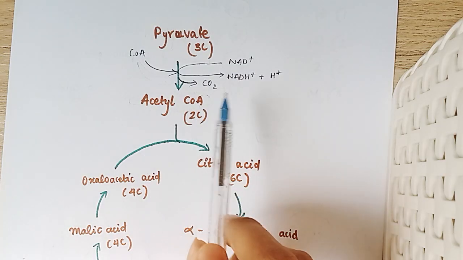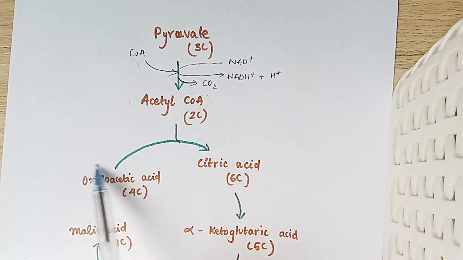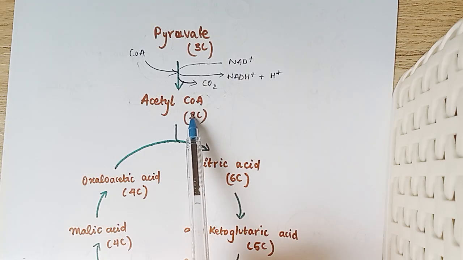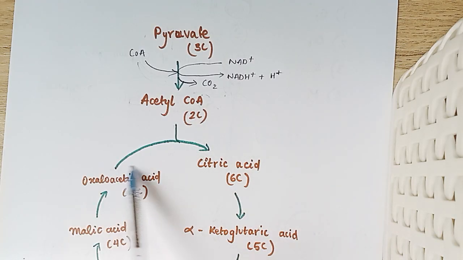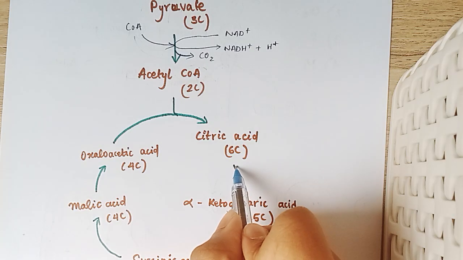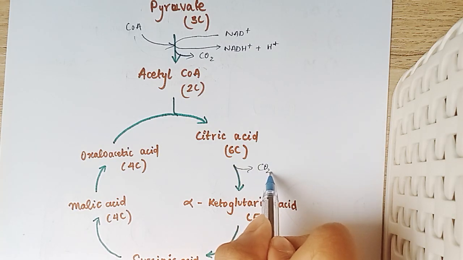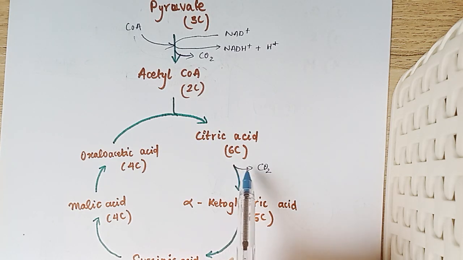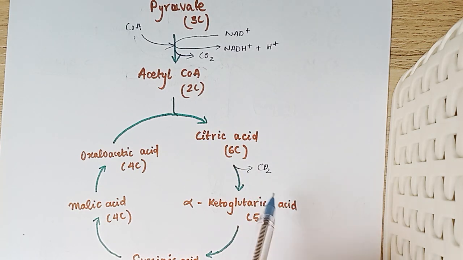This acetyl coenzyme A is combined with oxaloacetic acid. See, 4-carbon plus 2-carbon gives us 6-carbon. So acetyl coenzyme A is combined with oxaloacetic acid to form citric acid, which is a 6-carbon compound. Now again, if you look here, we can see there is a reduction of 1 carbon molecule. So again, you can write there is decarboxylation, so release of 1 carbon dioxide.